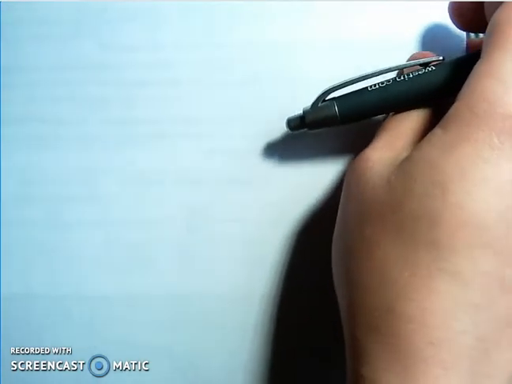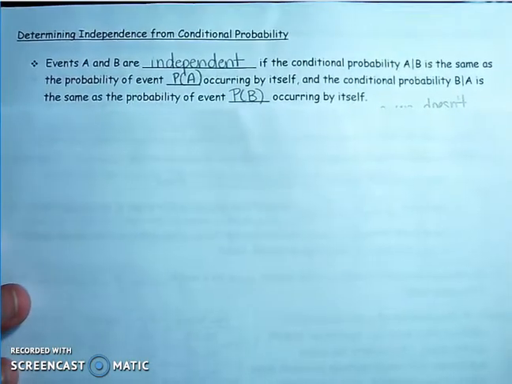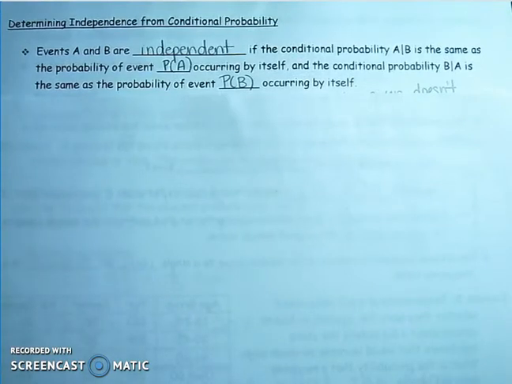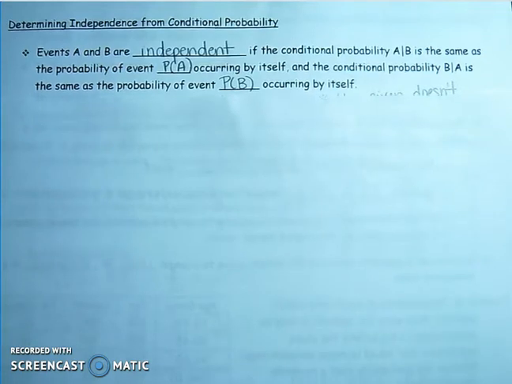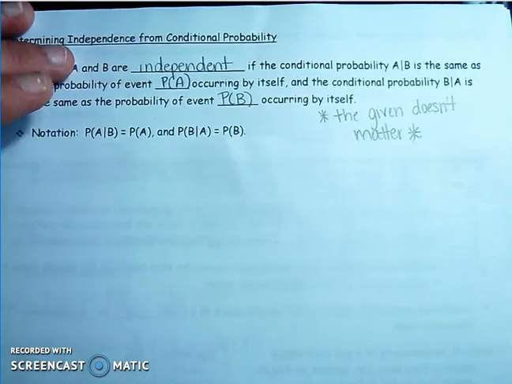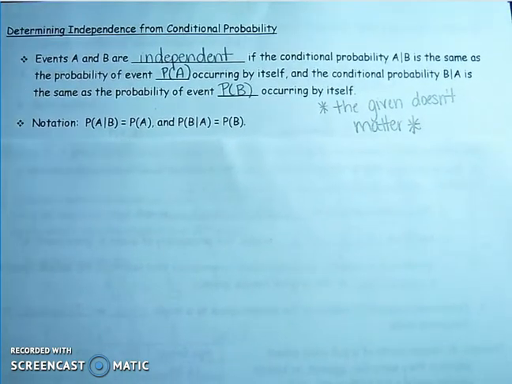The wonderful thing about conditional probability is that you can determine independence from it. Events A and B are independent if the conditional probability A given B is the same as the probability of A occurring by itself. Conditional probability of B given A is the same as if B occurs by itself, meaning the given does not affect the probability. It doesn't matter. The notation would be P of A given B is probability of A, and so on. The idea is just because we reduce the sample space doesn't change whether it's going to happen or not. So just because we're only looking at females, that doesn't change the fact that we're trying to figure out how many people are wearing green.